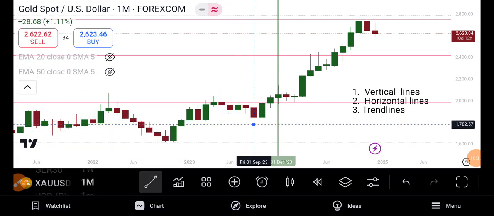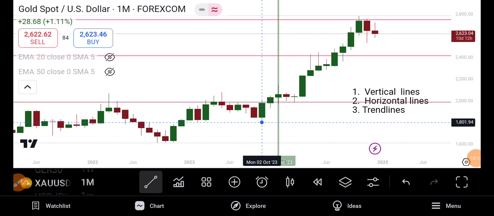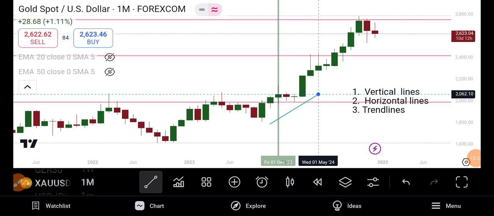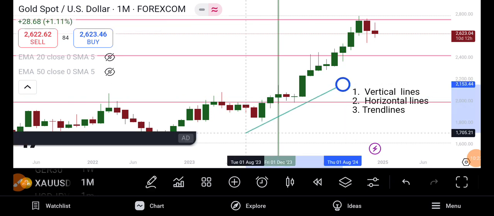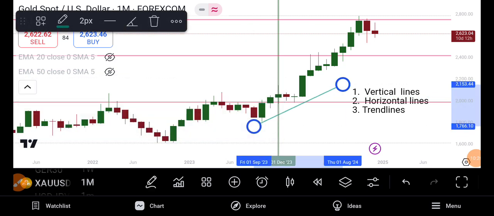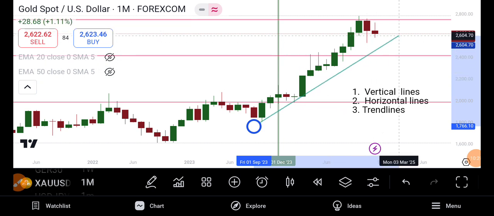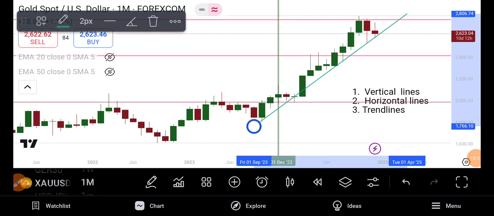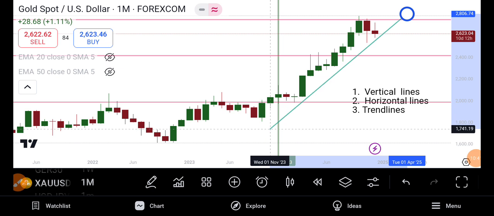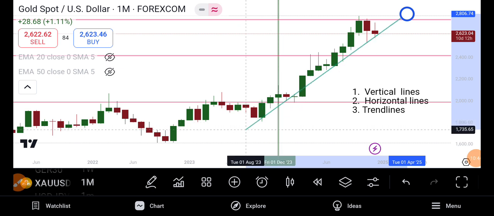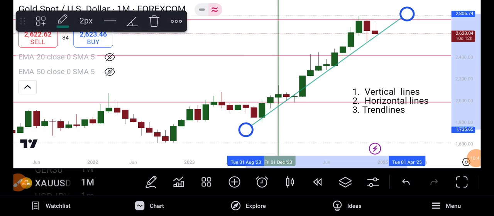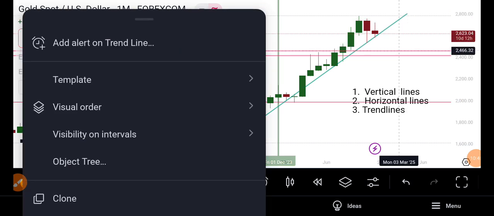So let's say we are going to work from wick to wick. So I'm going to use this wick, right? And that wick. So that would be accurate. Okay. So let's say if I were to use the body, then I would just move it so that it's touching the body. You can touch this body as well.